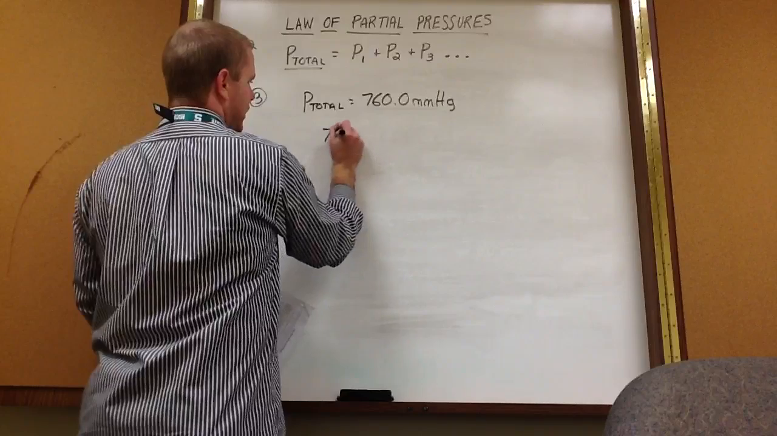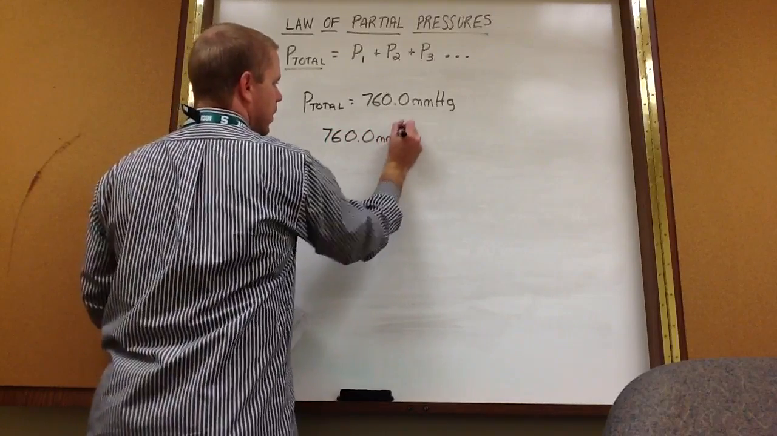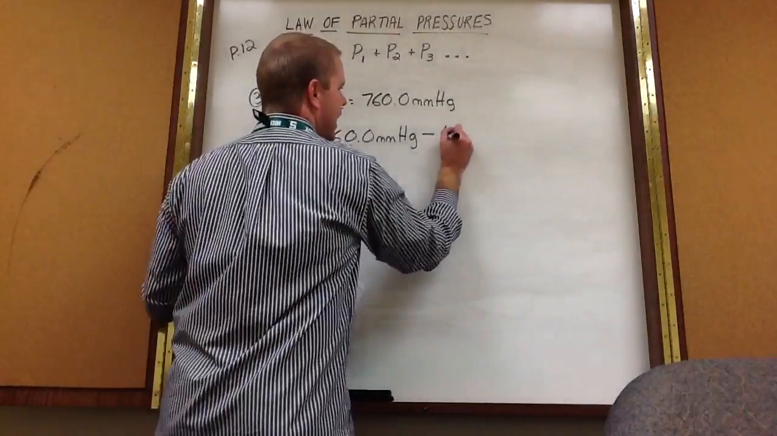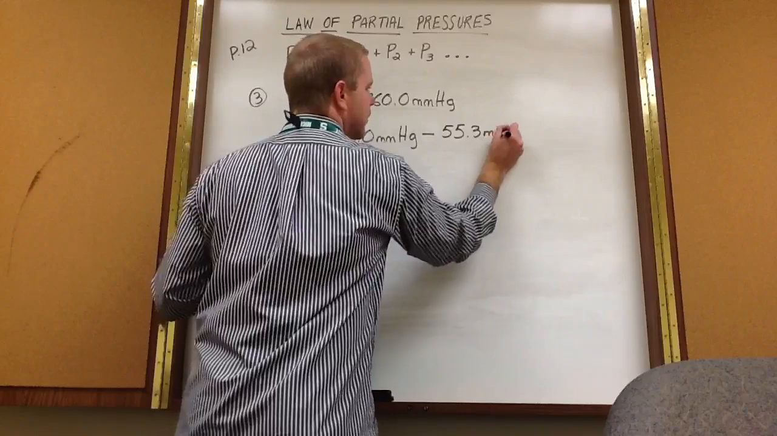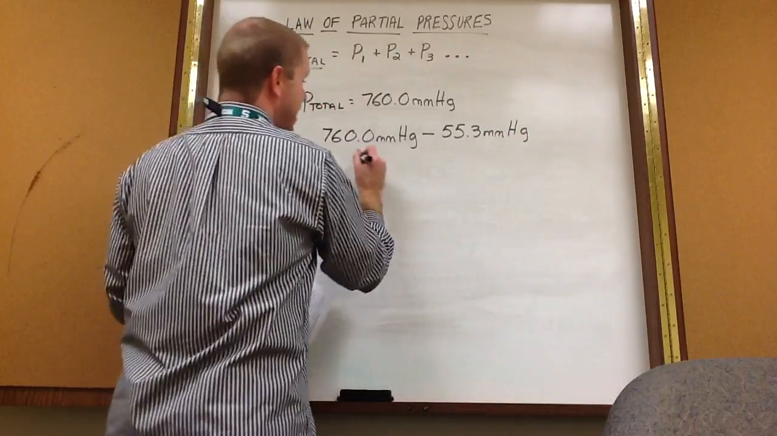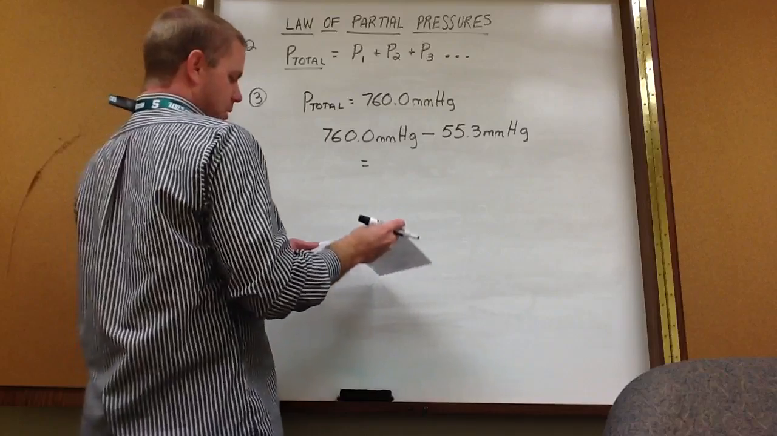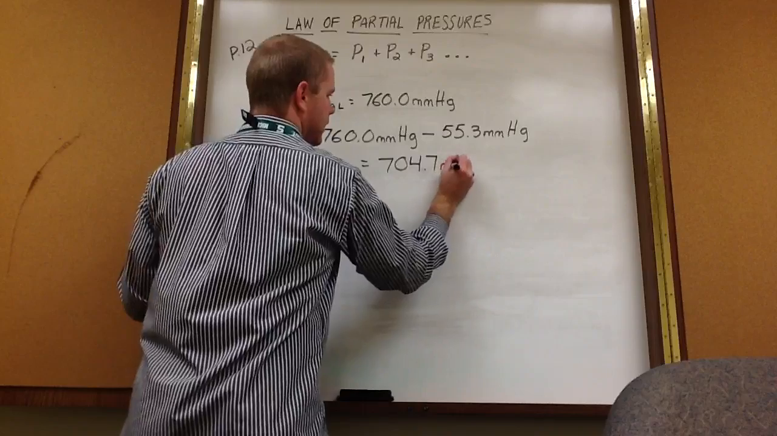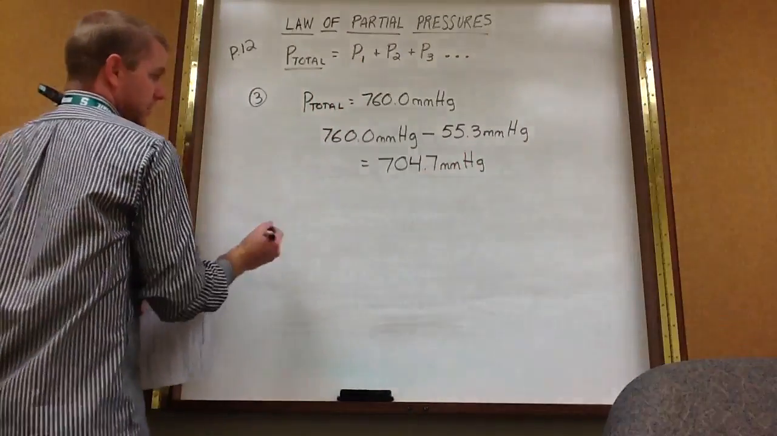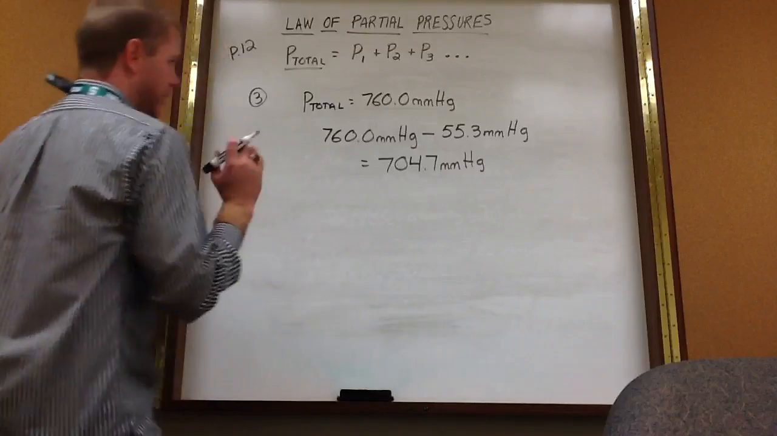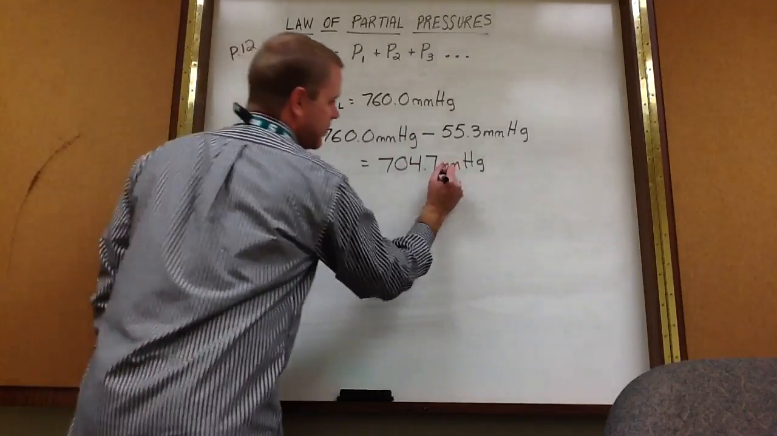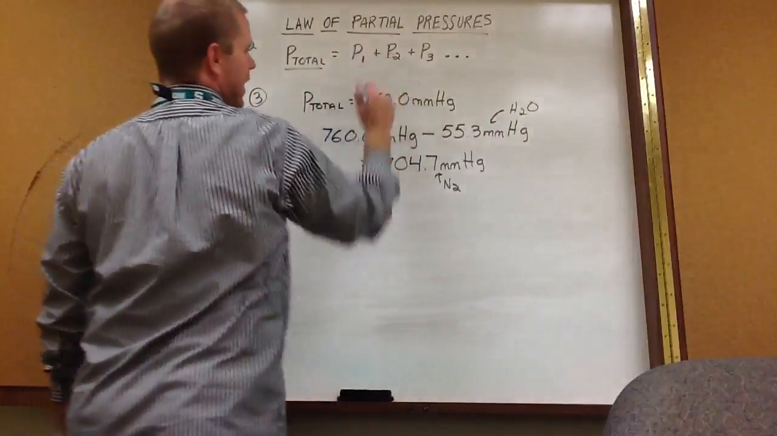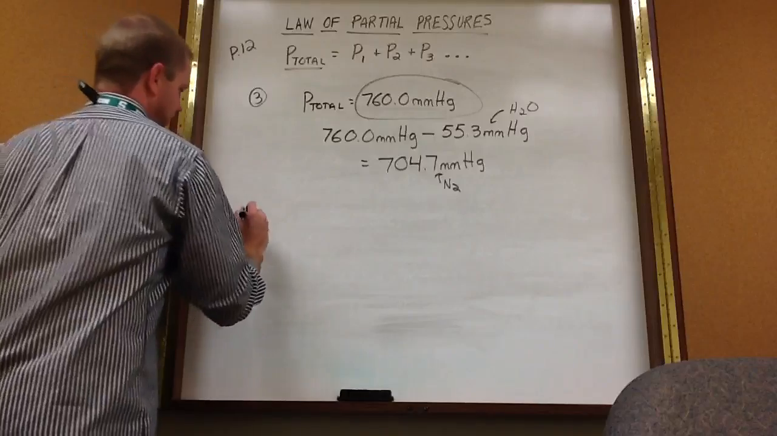Then all you have to do, guys, is this. Take the 760.00 millimeters of mercury that you're given. You subtract the 55.3 millimeters of mercury that was for the water. And everything else is just going to be the nitrogen that's left over. Therefore, the answer is 704.7 millimeters of mercury. Just that easy, guys. I know it seems harder, but it's not. Because if you take 704.7, which is the nitrogen, the N2, and add it to the water's partial pressure, you get the total of 760.